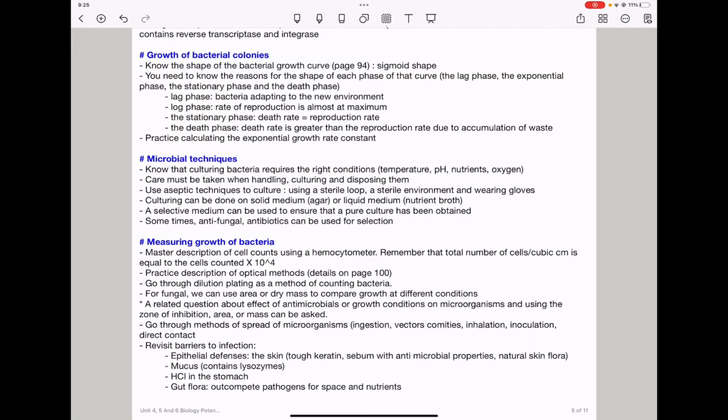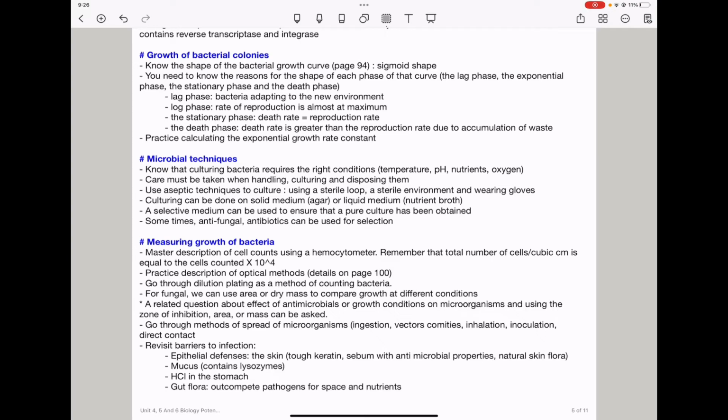Sometimes for fungal and other microorganisms that can be larger in size, we could use dry mass, obtaining the microorganisms, drying them completely to remove all the water, and then weighing the mass, or we could try to calculate the area. So related questions about the effect of antimicrobials, as well as the effect of changing growth conditions onto the growth rate of the microorganisms can be asked. Please do not forget about using the zone of inhibition, the area, as well as the mass of the dried microorganisms. I recommend that you go through the spread of microorganisms, like through ingestion, vectors, fomites, inhalation, inoculation, as well as direct contact.